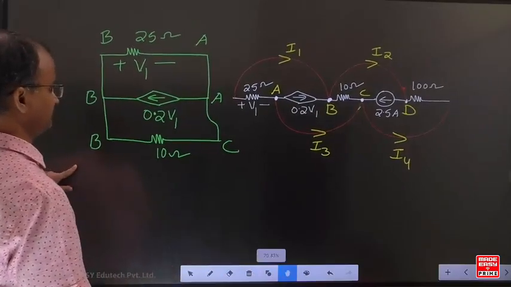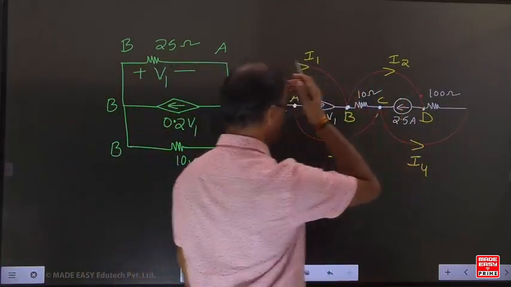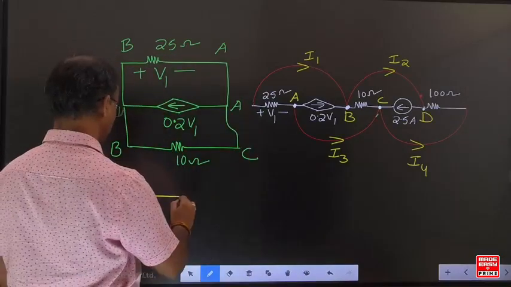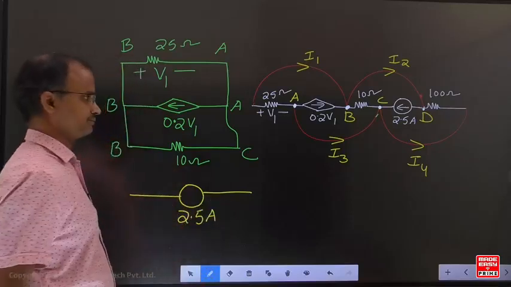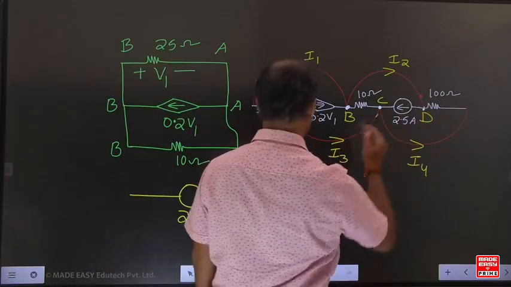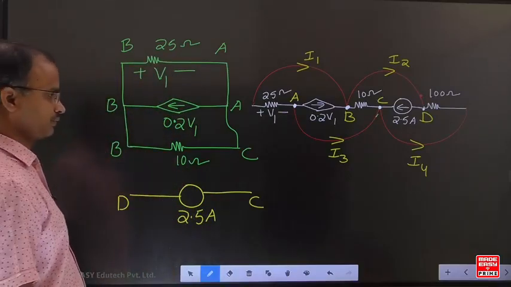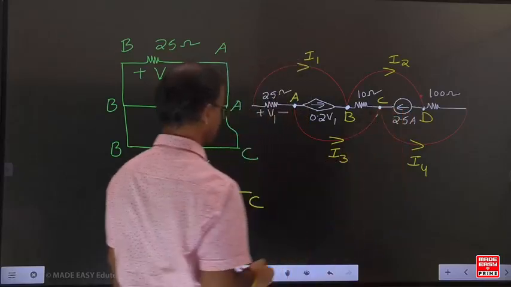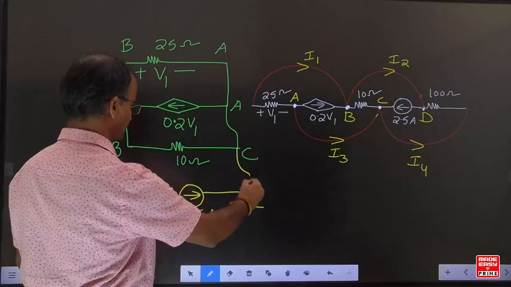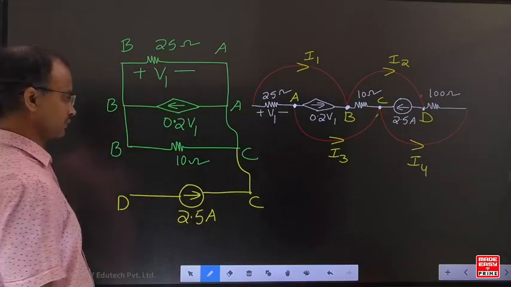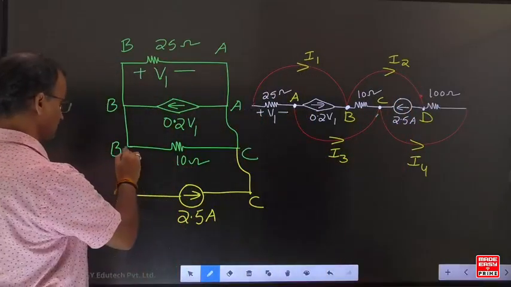Come to the next one. Next, let us go to the current source, 1.5 amperes. The current source is connected between C and D. How is the current going from D to C? Now C is connected together. Here D is connected to point B.